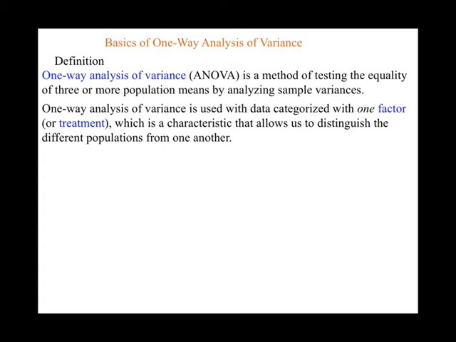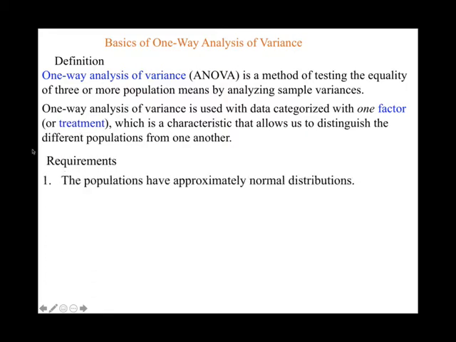One-way analysis of variance is used with data categorized with one factor or one treatment, which is a characteristic that allows us to distinguish the different populations from one another. So we are working on the one-way analysis of variance. This is session 12.1. For the next session, 12.2, we do have a two-way analysis of variance. Two-way means you will have two factors or two treatments to analyze the variance to test if all the population means are equal to each other. I will use an example to explain the meaning of one factor or one treatment.